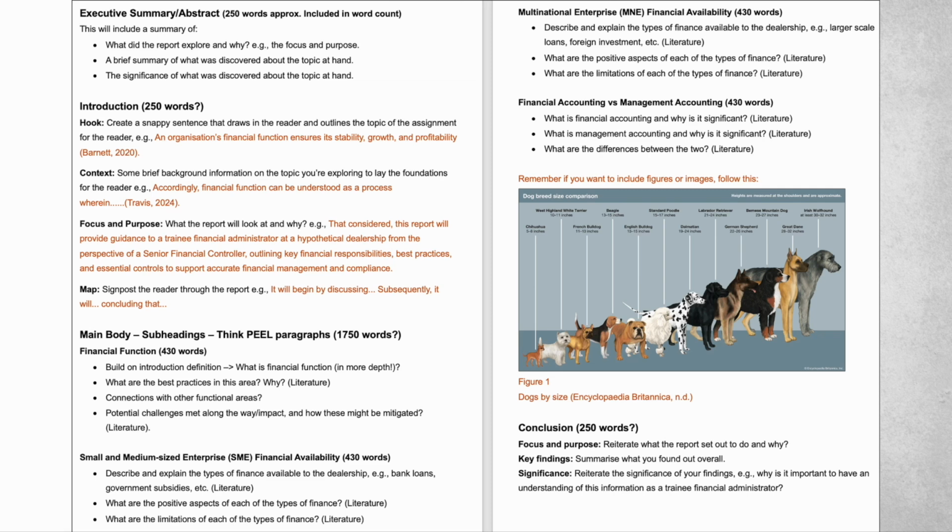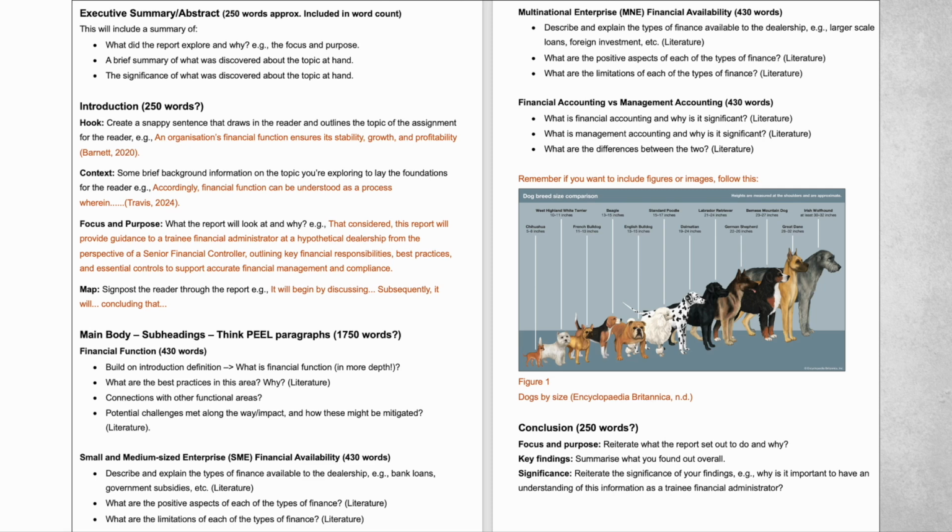That eases us into our introduction, 250 words. Hook sentence, a snappy sentence that draws in the reader and outlines the topic of the assignment. For example, an organisation's financial function ensures its stability, growth and profitability. A bit of brief background information so the reader is not just diving in at the deep end as soon as they get to the main body, but you have laid the contextual foundations for them. For example, accordingly, financial function can be understood as a process wherein blah blah blah blah blah, a citation.